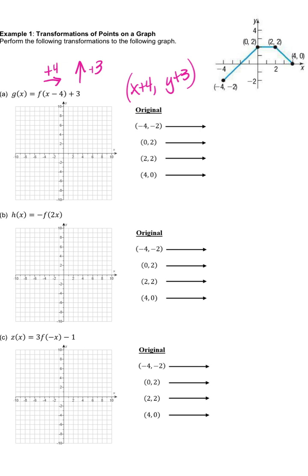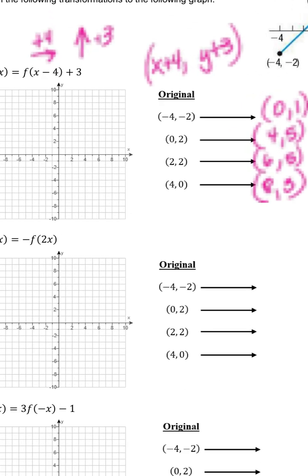So if I do that, negative 4 plus 4 is 0. Negative 2 plus 3 is 1. 0 plus 4 is 4. 2 plus 3 is 5. 2 plus 4 is 6. 2 plus 3 is 5. And 4 plus 4 is 8. And 0 plus 3 is 3. So now I've got my new points. And I can graph those new points and compare it to the graph that I have here.